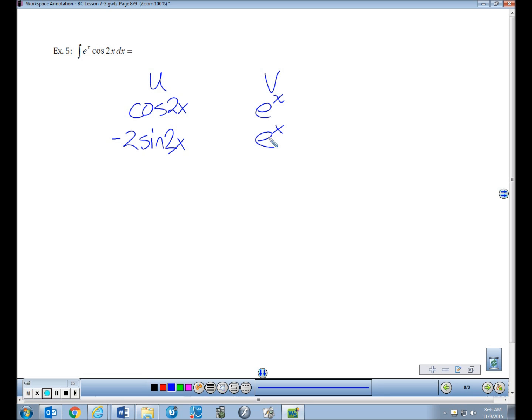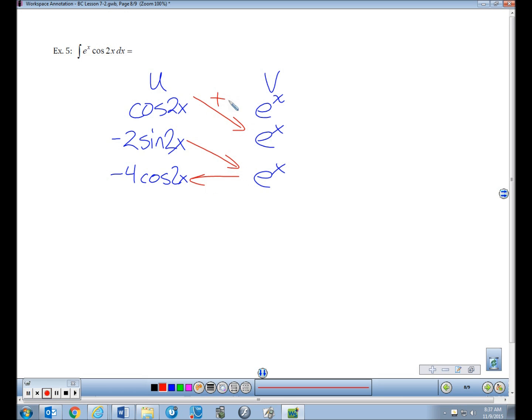So for instance, if we were to integrate or differentiate this one more time, we would get negative 4 cosine 2x, and this would be e to the x. Now, except for that negative 4, the bottom row here, cosine 2x and e to the x, matches the top row here, cosine 2x, e to the x. And at that point, we're going to stop. And it may not make a lot of sense as to why we're stopping, but we're going to stop anyway.